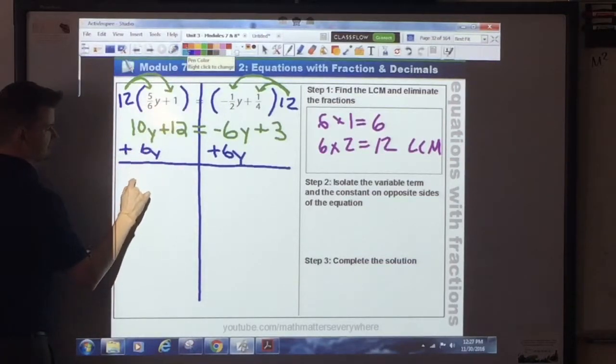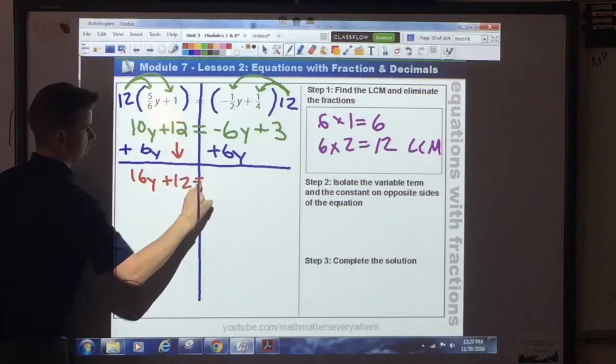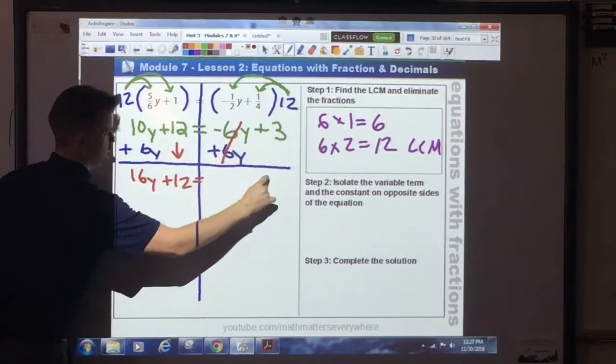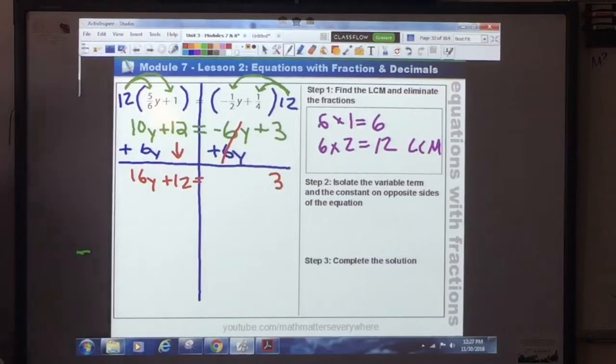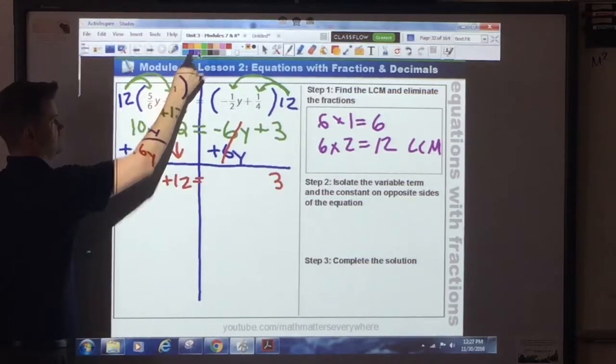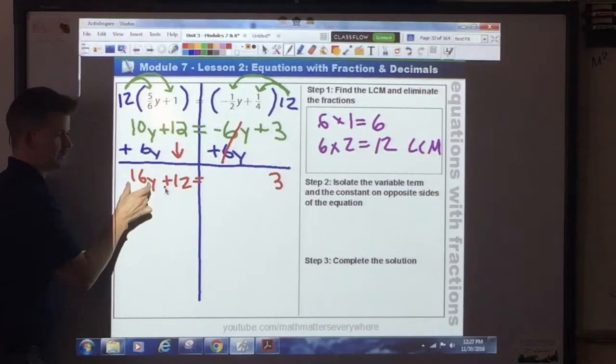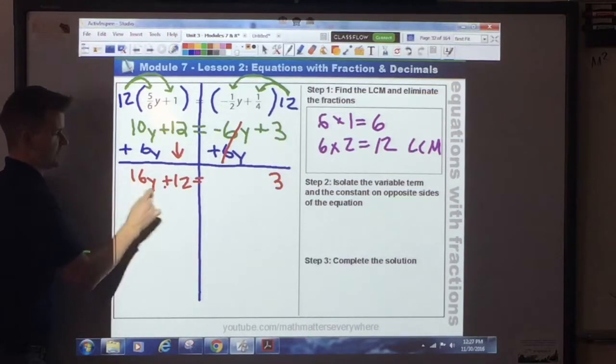10 plus 6 gives me 16y. I bring down the positive 12. I bring down the equal sign. These will cancel. I bring down the 3. Looking at it right now, I can already tell my answer is going to be a fraction. I'm totally okay with that. Right now, we still have work to do before we can divide. I cannot divide yet because I have a constant here. I have to get rid of this constant and have this variable term all alone before I can divide out that coefficient.